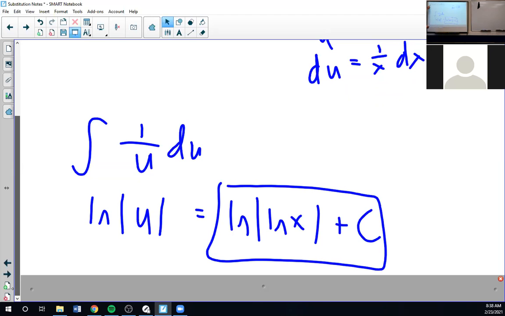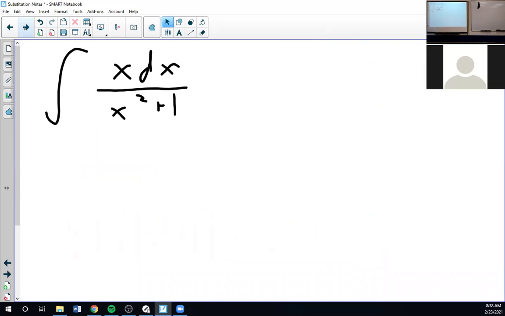Let's take a look at one more of these. This one, I'm not going to go through the whole process. I'm just going to talk about u and du. If this were just a 1 over x squared plus 1, then the antiderivative would just be inverse tangent. But bad news, we have an x up there. And so this is where my clue of the derivative being somewhere else in the problem is going to come in handy.